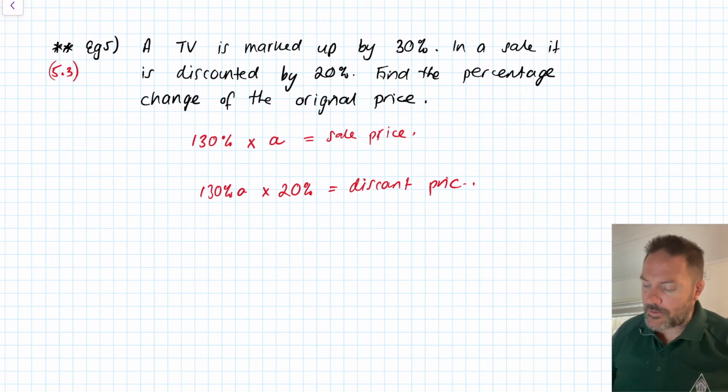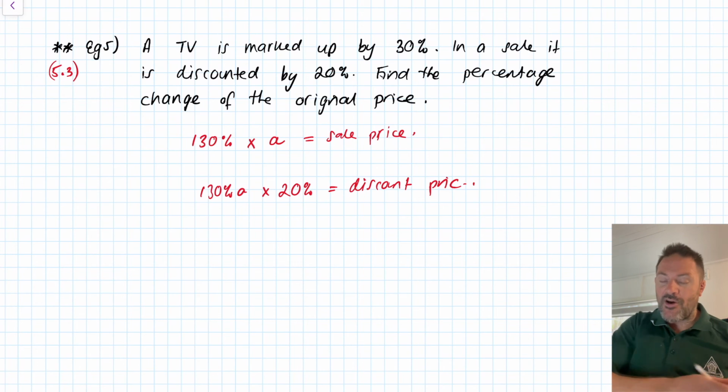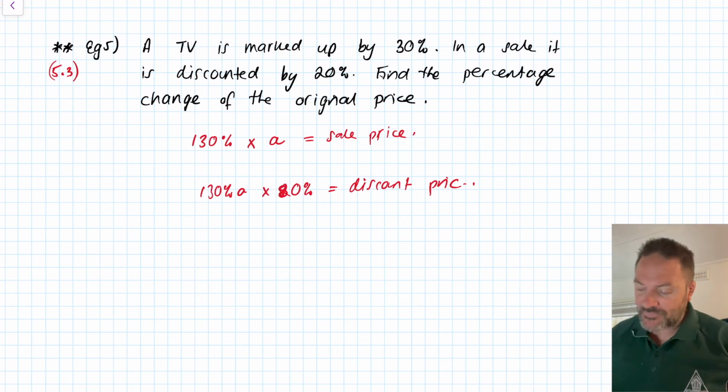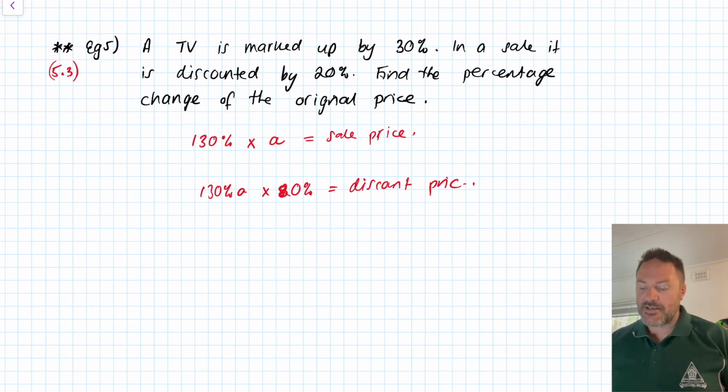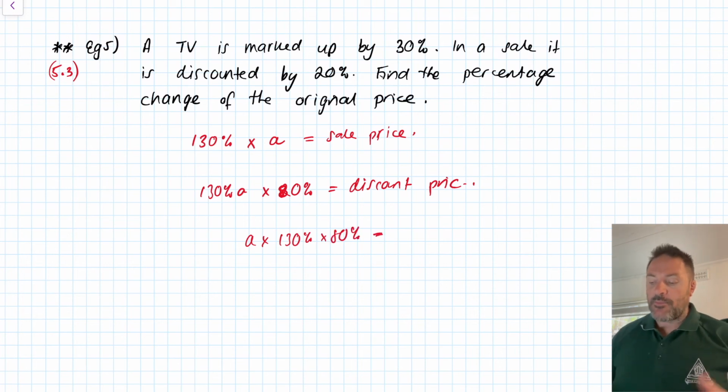So instead of calling that the sale price, which means what I'm selling it for, I'm going to have the discounted price. So I'm timesing it by 130%, but then I'm timesing it by not 20%, sorry, 80%. Okay, because I've got my discount of 20%. So realistically, I'm timesing it by 130% and then by a further 80%. Okay, and that's going to be my discounted price.